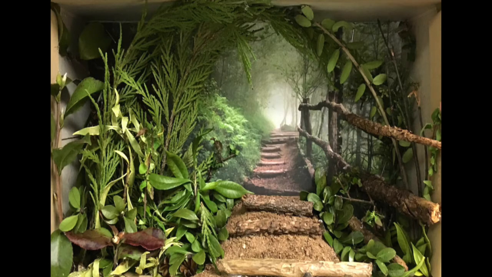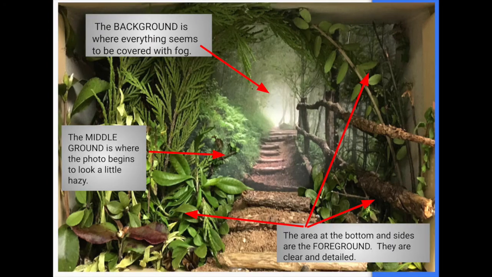Let's look at this photograph of plants that form this little pathway. Can you identify where the background, the middle ground, and the foreground are? Take a close look and try to do that just with the little bit that we talked about in the other pictures.